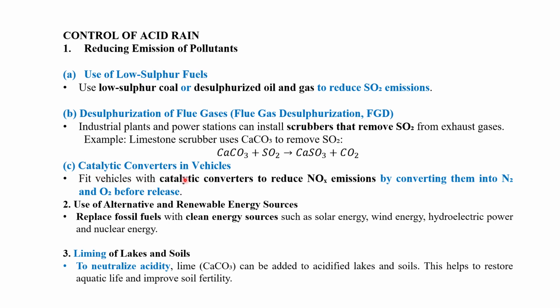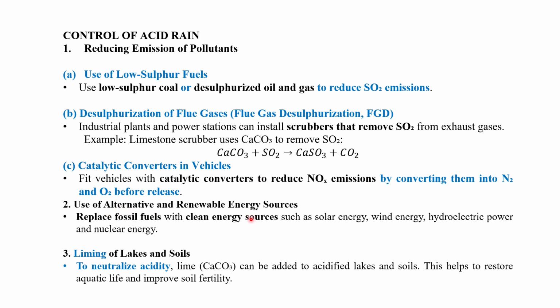The third, we can see catalytic converters in vehicles. Vehicles should be fitted with catalytic converters to reduce NOx emission, oxides of nitrogen emission, by converting them into nitrogen and oxygen before release. So these oxides of nitrogen are going to be emitted from the vehicles. Before emission, they will be converted to nitrogen and oxygen, so that it will have less impact on the environment, or we can say the acid rain will be reduced.